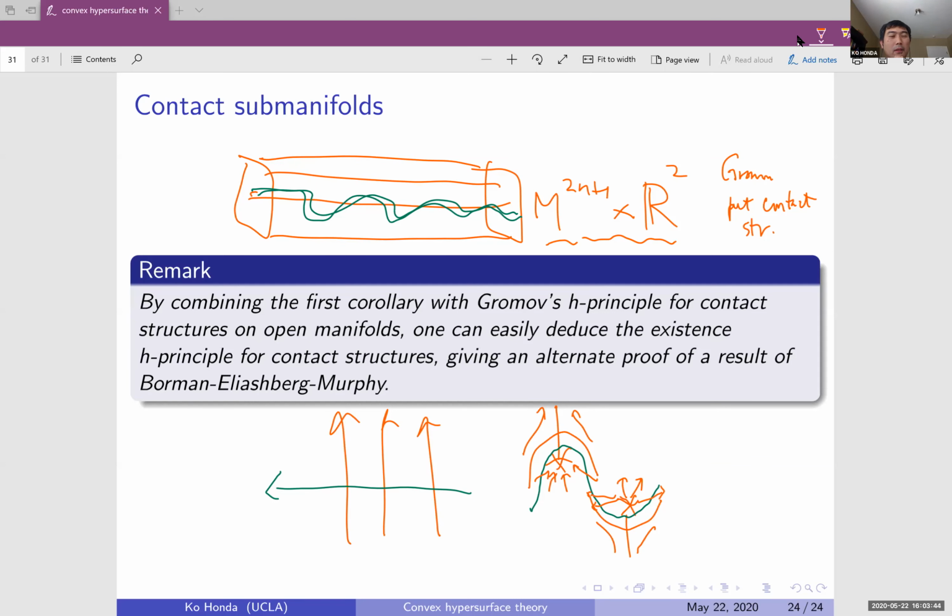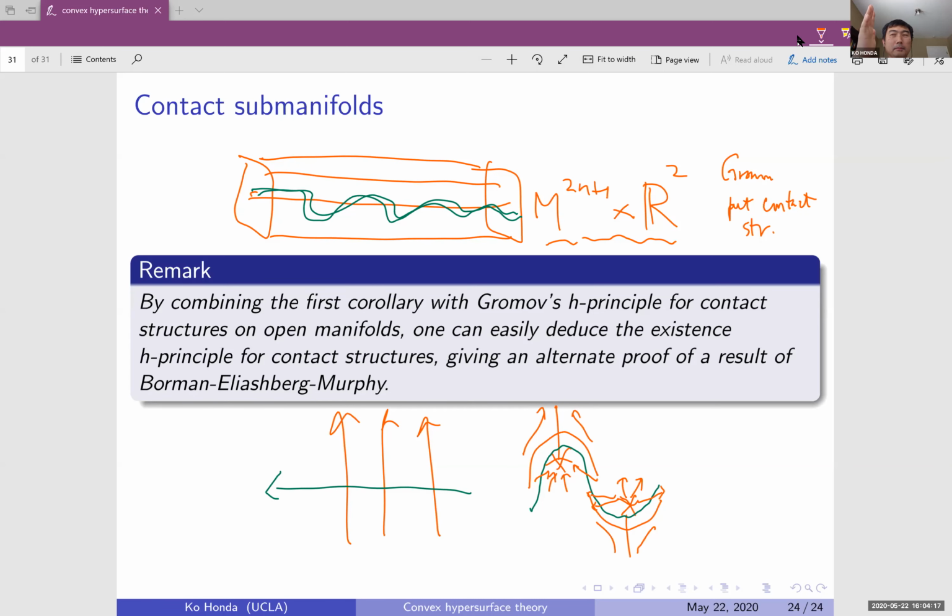I have a feeling that your question can probably be rephrased as something like this, right? How do you detect which ones have tight neighborhoods and which ones have over-twisted neighborhoods? If you have a convex hypersurface and any sufficiently small neighborhood is over-twisted, then all hell breaks loose. So that's probably the kind of question that you have.